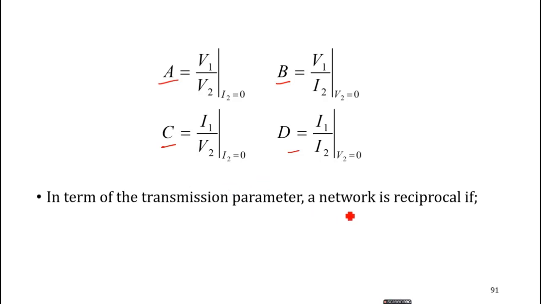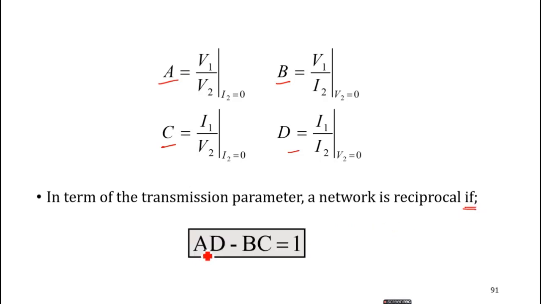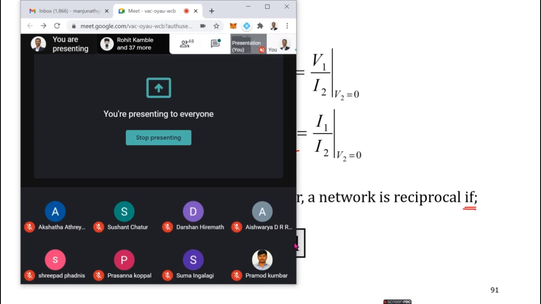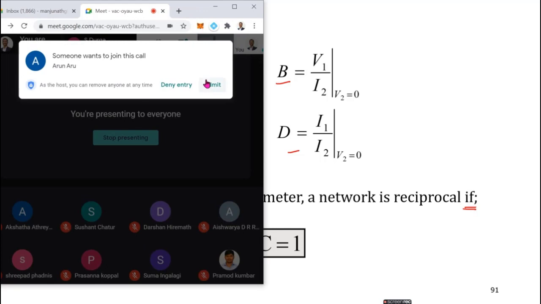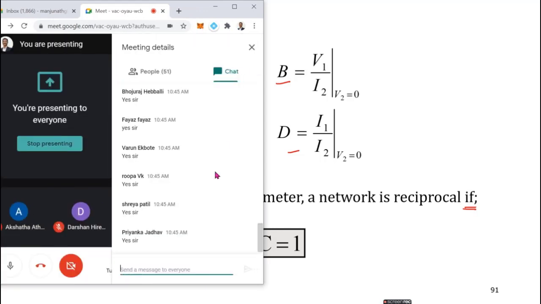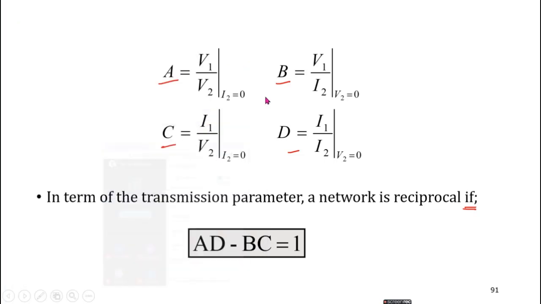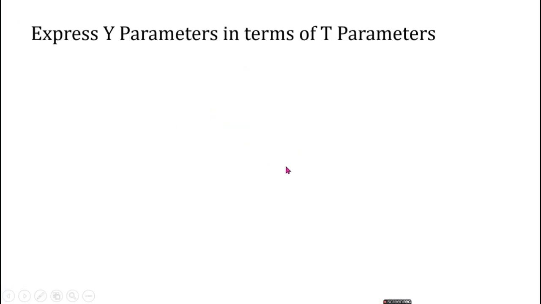In the transmission parameters, one condition is here, the network is reciprocal if A into D minus B into C equals to 1. That should be remembered here. Am I clear? Can you reply? You should know why the I2 is negative here, because it is leaving the node. You should keep the point in our mind.